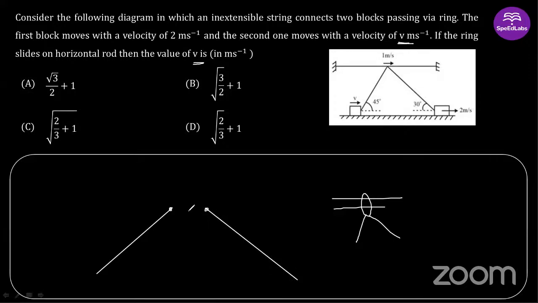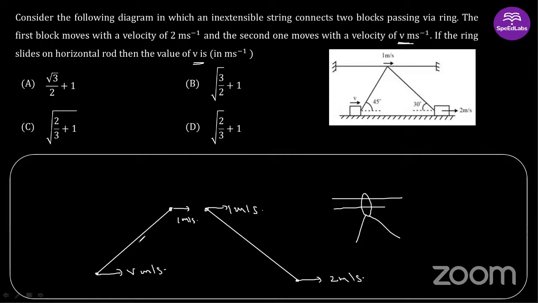Now this point with the ring is moving with 1 meter per second. This point also with the ring is moving with 1 meter per second. This point is moving horizontally with a speed of 2 meters per second. And this point is moving with that block with V meters per second. This is the situation as of now.